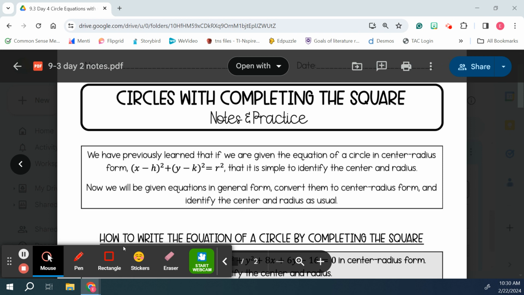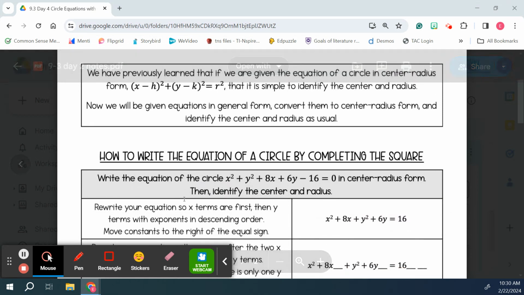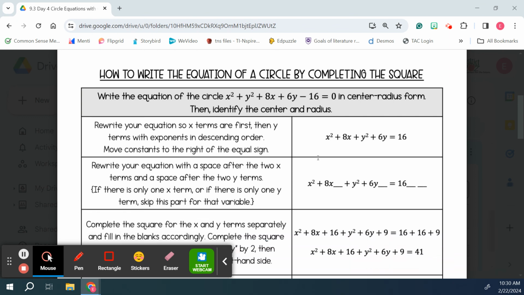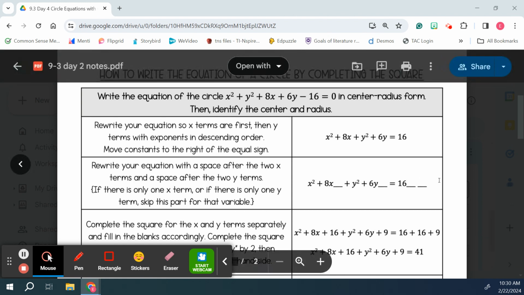Okay. So, how do we write this? These are the steps. Write the equation of the circle x squared plus y squared plus 8x plus 6y minus 16 equals 0 in center radius form. So your first step is rewrite it so that x's are together and y's are together, and then anything that is a number should be on the equal side, okay? Rewrite the equation with the space after the x terms and space after the y terms. Okay, then add those two spaces over here.